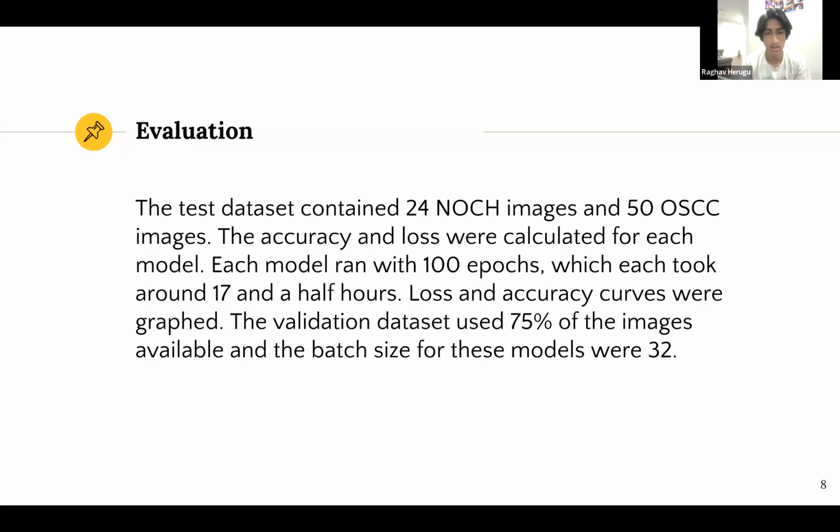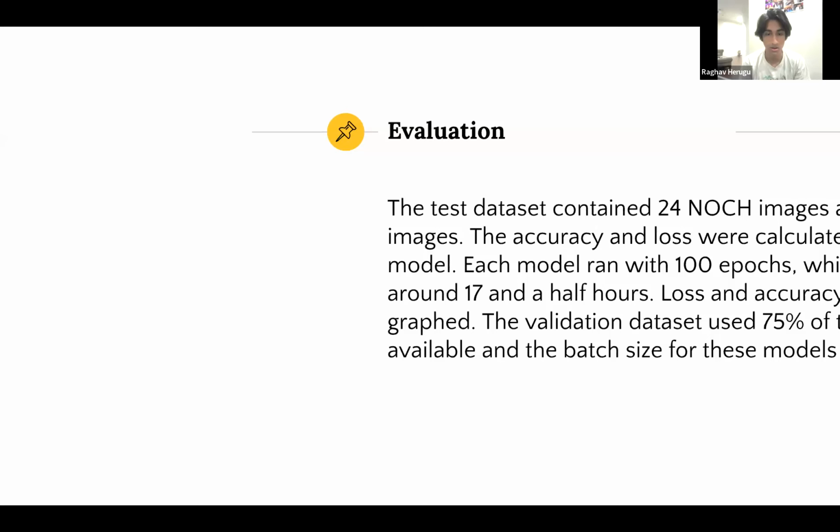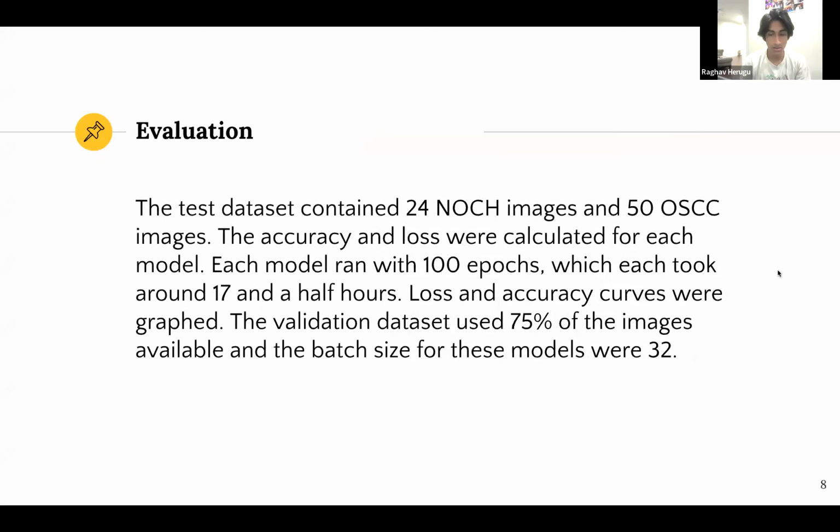Firstly, our test data set. This is a collection of images that we use to evaluate how well our model performs. Think of it as the final exam for a machine learning model. In our case, the exam included 24 images of NOCH, or normal images, and 50 images of OSCC. When we talk about accuracy, we're referring to how often our model gets the predictions right. And when we're discussing loss, we're looking at how far off our model's predictions are from the actual values. In essence, we want the accuracy to be high and the loss to be low, and this would indicate a successful model.